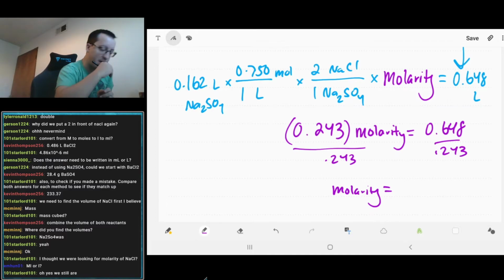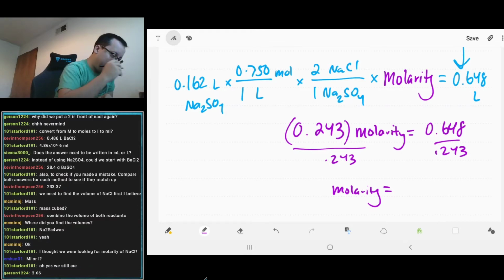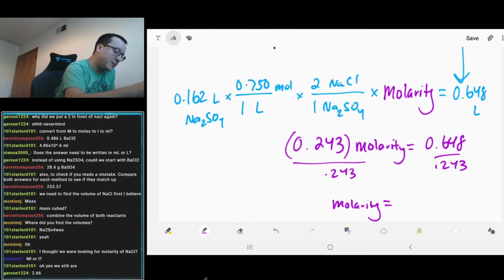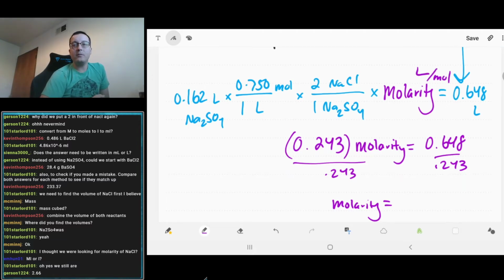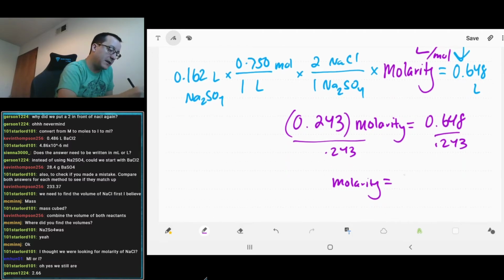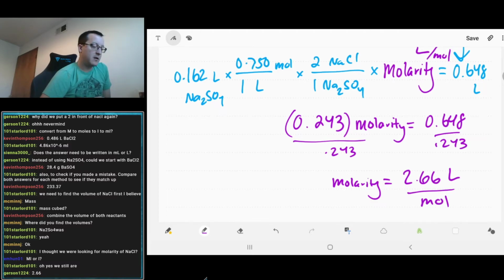Oh, because that's 1 over the molarity. Oh my goodness, shame on me. Okay. So remember, this was a molarity. The units of molarity would be liters over moles. Yeah, so doing this number, you would get 2.66 liters per mole. Remember that those are the units that we would have, right?